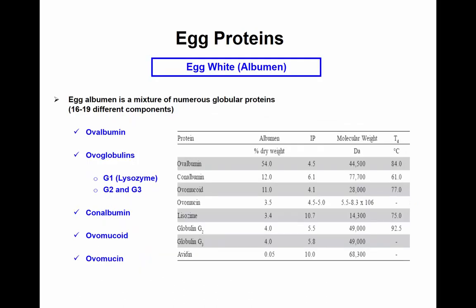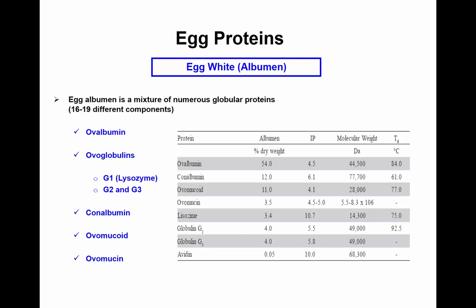Okay, so albumin, like I said, you have an array of different egg white proteins, and they vary in characteristics. The ovalbumin is the major component because it represents over 54% of the total protein on dry basis. You have so many different components, but here are just the main ones. You have up to 19 different components and proteins. This is a table summarizing the different components.